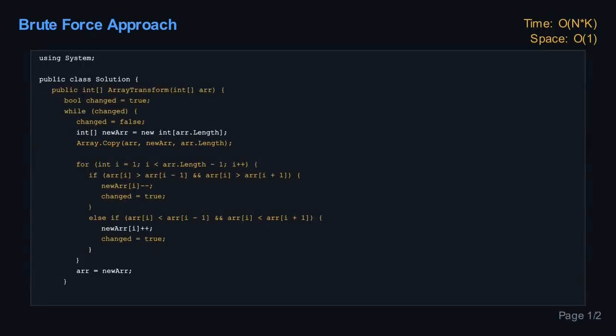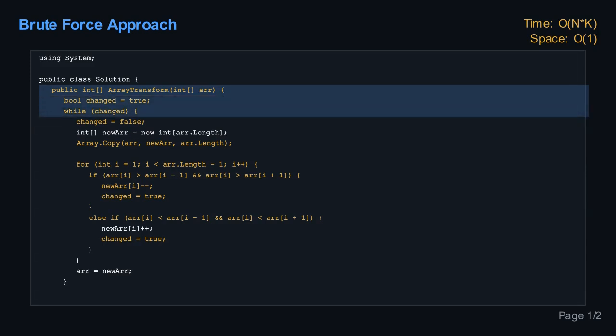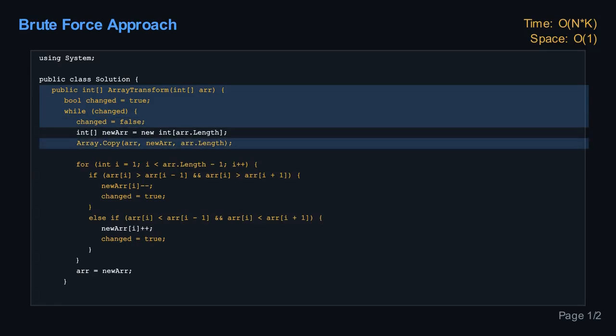A straightforward approach is to simulate the process directly. We can use a loop that continues as long as any changes occurred in the previous iteration. Inside this loop, we iterate through the array from the second to the second to last element. We check the conditions and update the element if needed. If any element changes, we set a flag. This repeats until a full pass completes with no changes.